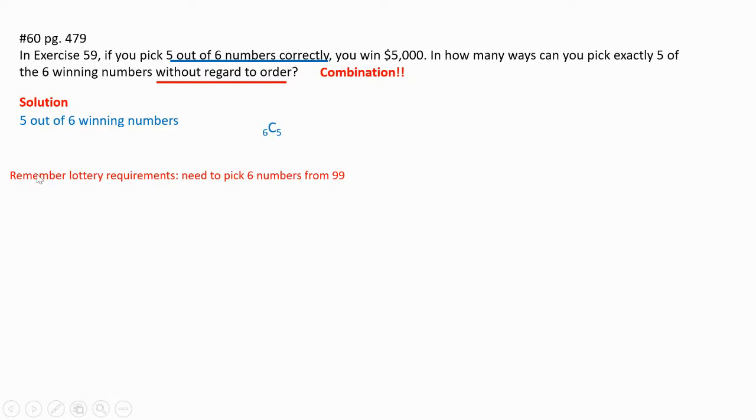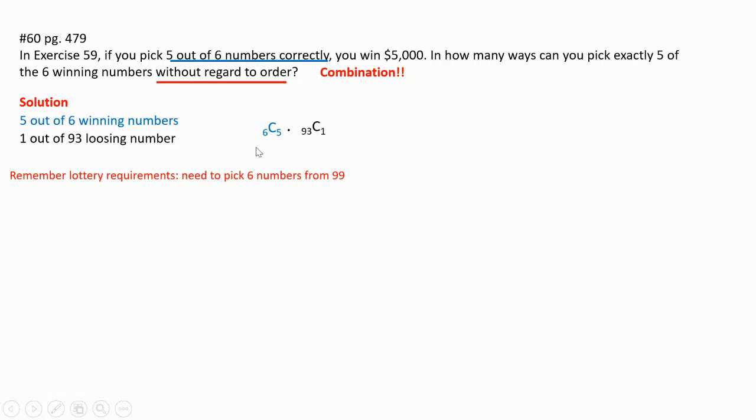And then it's going to be times, but remember, the lottery requires you to pick 6 numbers from 99. For the 6 numbers, if you got these 5 right, there's still 1 left. And if you got those right, there's 93 left. So it's going to be times 93 combination 1.